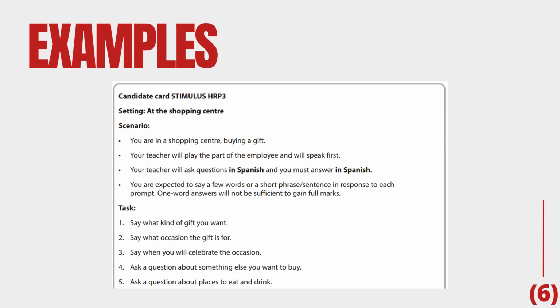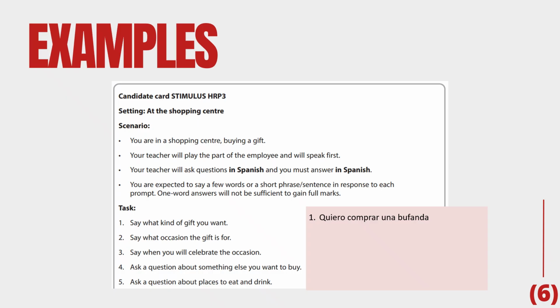Okay, so say what kind of gift you want. Quiero comprar una bufanda. So note that also I'm not having to use the word gift here. And just because there's a word in the prompt shouldn't make you think you have to know that word in order to answer it. So very simply, I want to buy a scarf, una bufanda. You could have written anything there.